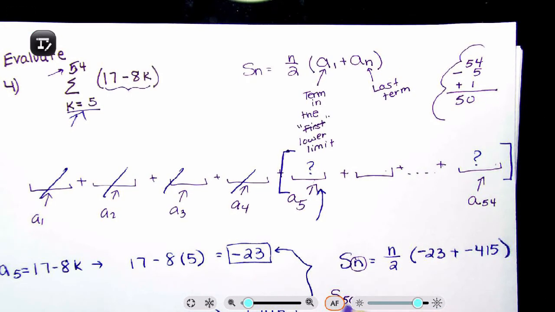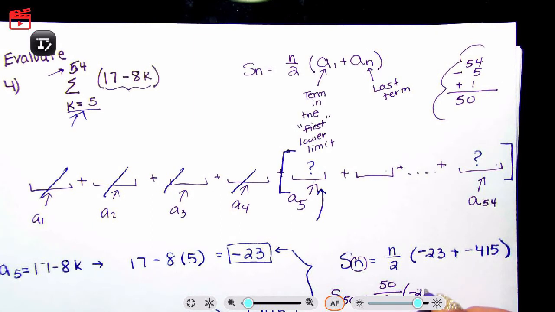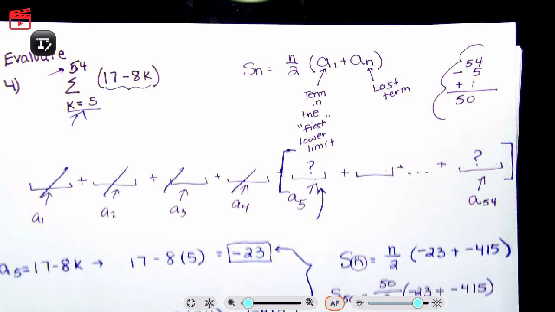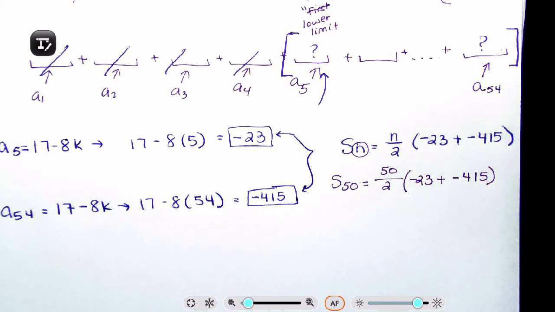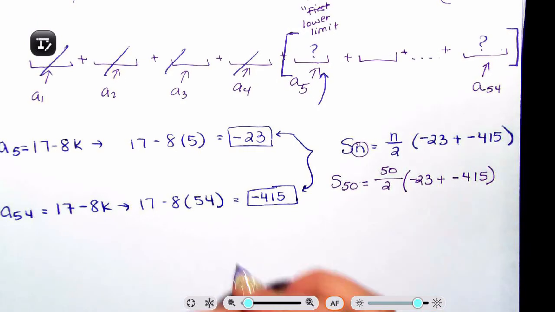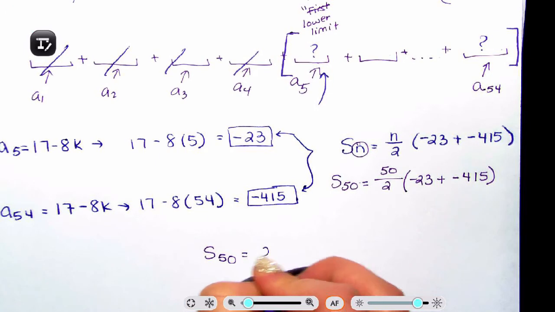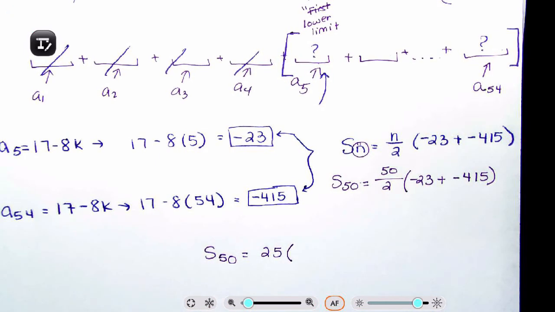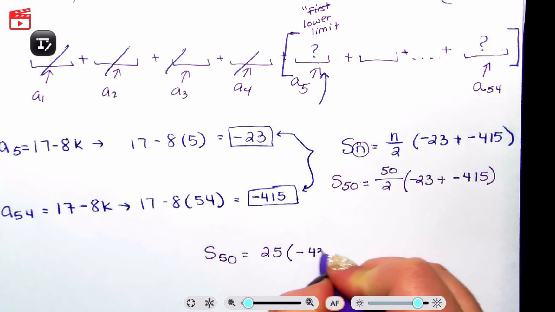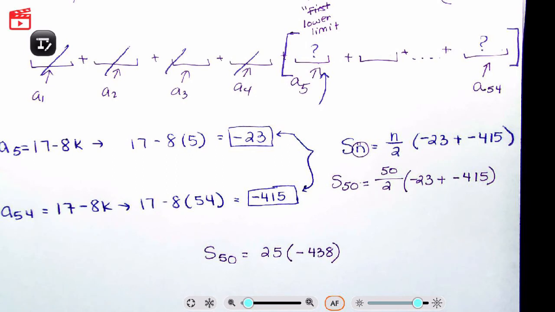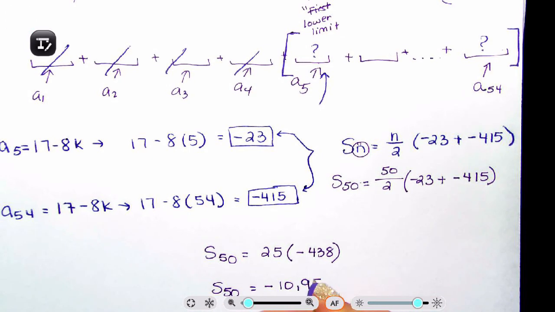We are saying what is the sum of the 50 terms where the first term is negative 23 and the last term is negative 415. Type this into your calculator. 50 divided by 2, that is 25. So S sub 50 is equal to 25 times negative 23 plus negative 415. That is negative 438. So negative 438 times 25, and that gives me S of 50 is equal to negative 10,950.